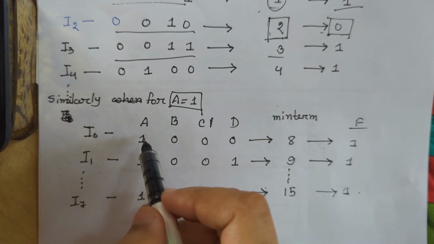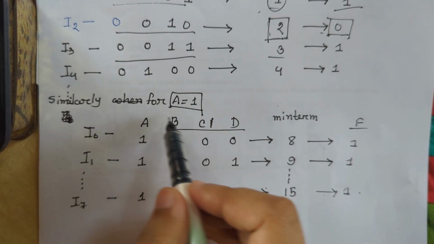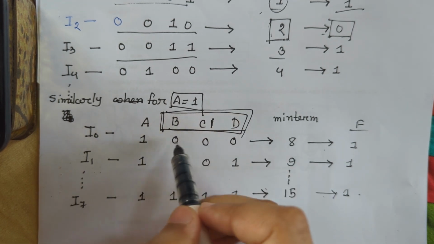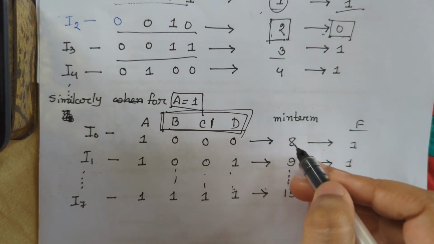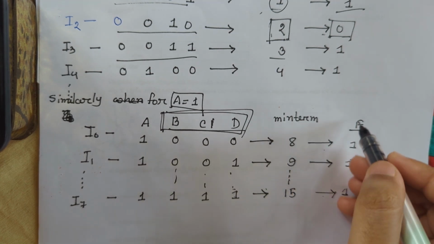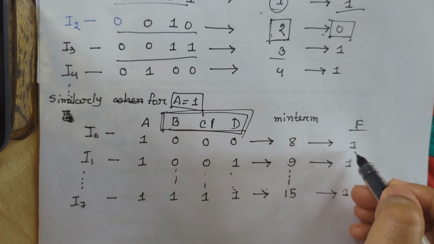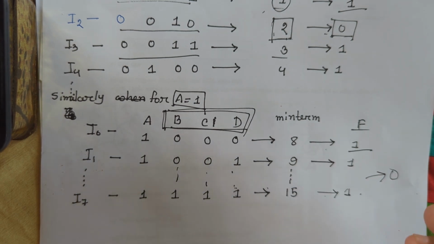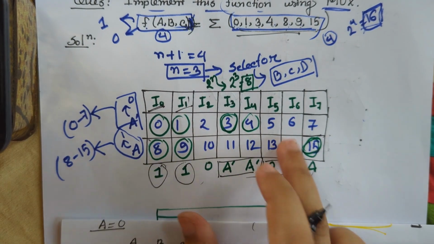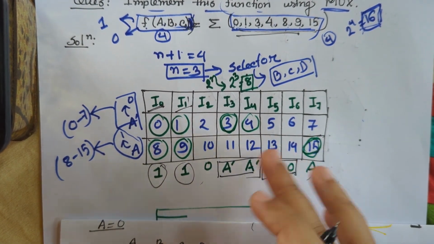For this we will write A as 1, and we will then again write the combination of B, C, D from 0, 0, 0 to 1, 1, 1. And similarly we will write the minterms that are given in our question. The function will be 1 there, otherwise the function will give us 0. This is how we can write this table, and according to this table the circuit will be done.